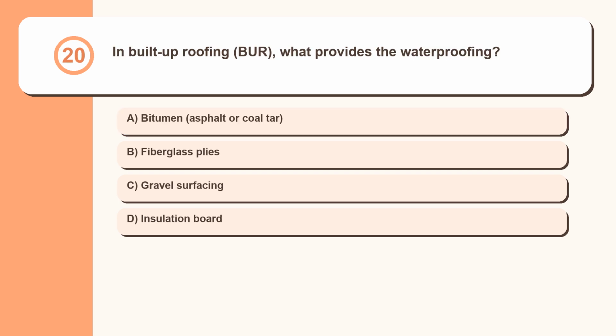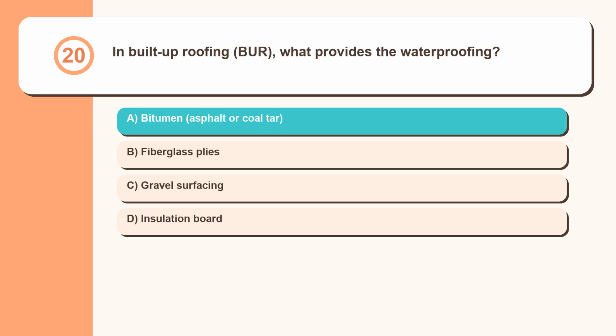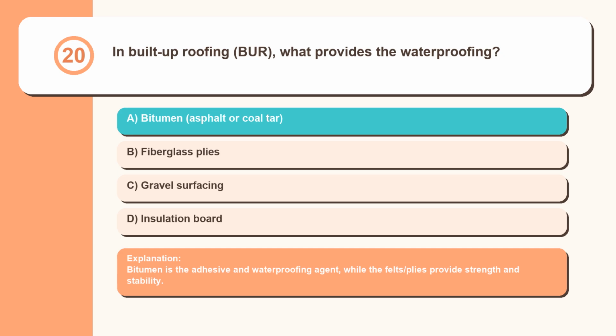Question 20. In built-up roofing, what provides the waterproofing? Bitumen, asphalt or coal tar, fiberglass plies, gravel surfacing, insulation board. Bitumen is the adhesive and waterproofing agent, while the felt/plies provide strength and stability.